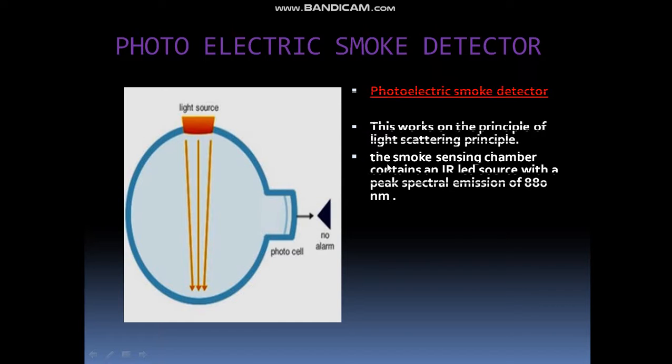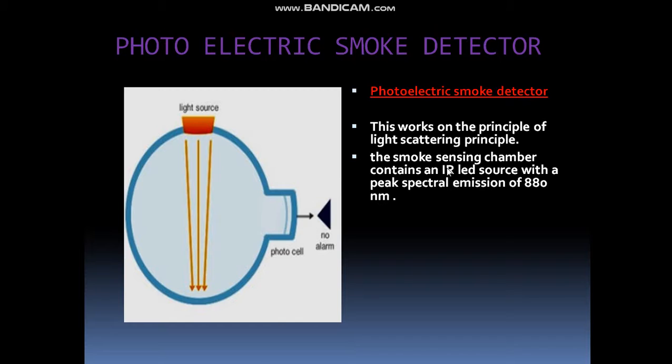Okay, so coming to this photoelectric smoke detector, how does it work? This works on the principle of light scattering. Initially, from the LED source the light rays are entering into the chamber, and from the walls of the chamber the light is reflecting. The reflected light is gathered by the photocell and it is converted into electrical energy. That electrical signal is detected by the alarm.